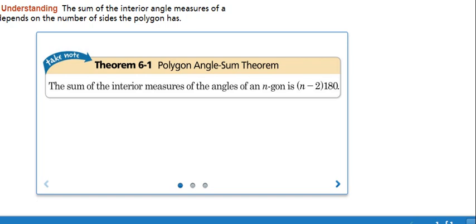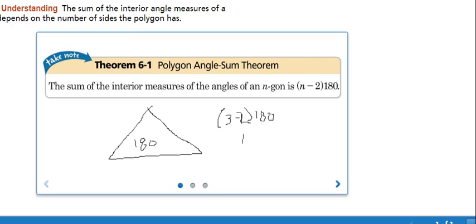A really easy one that we know: say we have a triangle right here. We've learned before that a triangle is 180 degrees when I add up all three of the interior angles. Well, there are three angles, so if I put this into my formula, let's see what we get. 3 minus 2 times 180, which gives me 1 times 180, which is 180, which is what we already knew a triangle was.